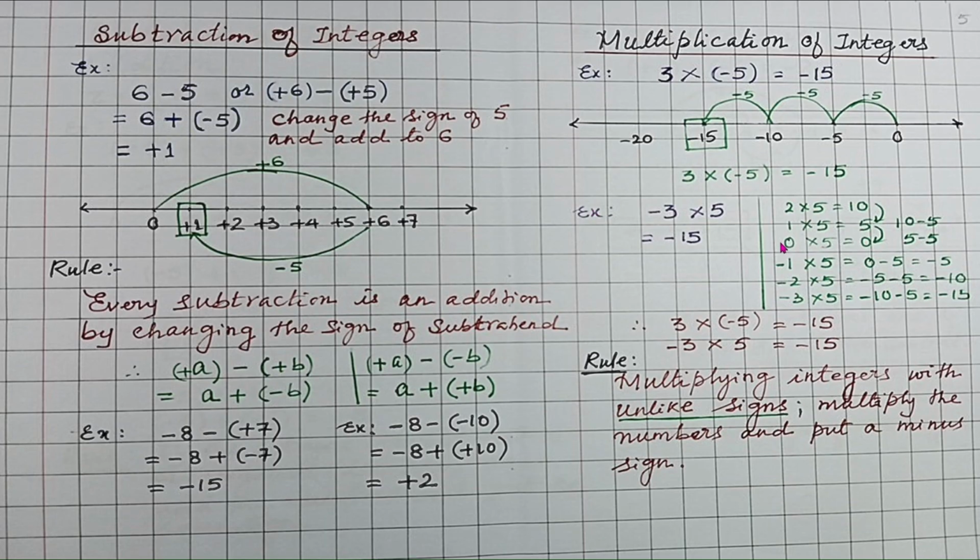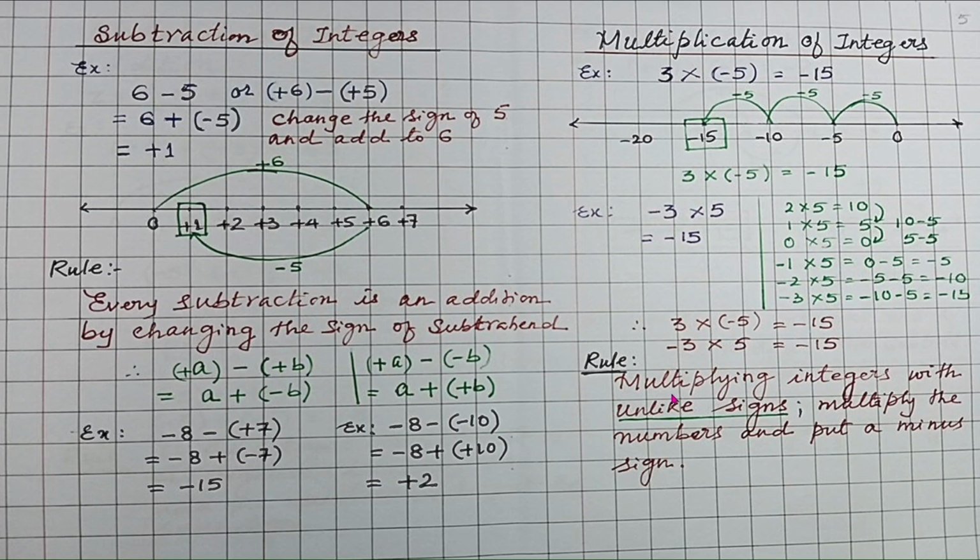So let us understand this by the procedure. That is minus 3 into 5 is minus 15, because when we multiply 2 and 5 we get 10. When we multiply 1 and 5 we get 5, that is 5 less. When we multiply 0 and 5 we get 0, again 5 less. When we multiply minus 1 into 5, it is again 5 less, that is minus 5. Minus 2 into 5 is minus 10, again 5 less. Minus 3 into 5 is minus 15, and therefore multiplication of minus 3 with plus 5 is minus 15.